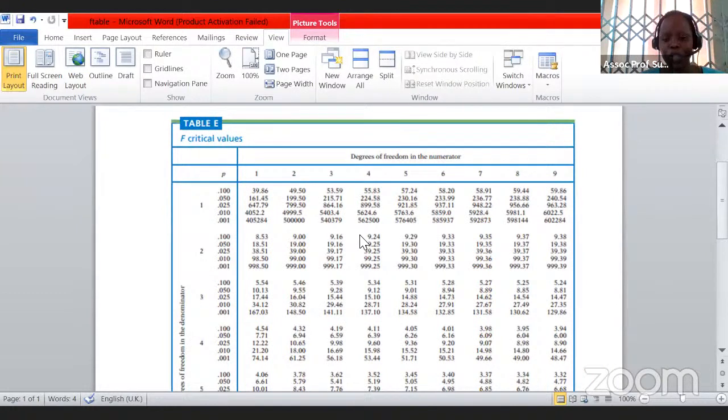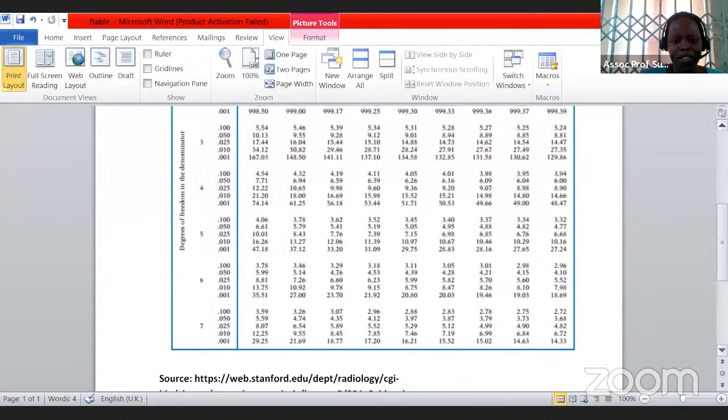Okay, in this F distribution table, you can see that we have degrees of freedom in the numerator, and then on the vertical, we have degrees of freedom in the denominator. Now, in our example in the notes, we had 1 degree of freedom and 29, where 1 is the numerator and 29 is the denominator. So we can go to 1 degree of freedom, you can see it is right there, and then scroll down to 29.